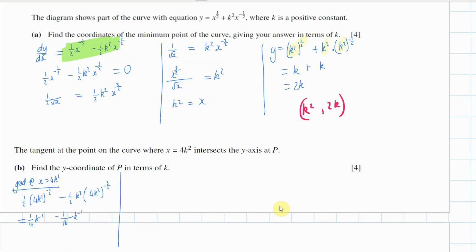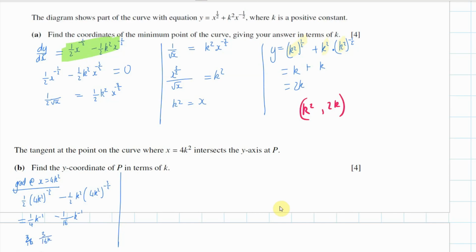Okay, so therefore the gradient, all together, we can just add those together, can't we? That's 3/16. Whoops, sorry, messy. So 3/16k, like that. That's probably nice.